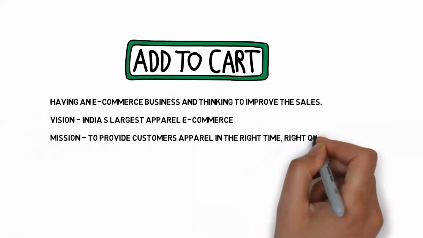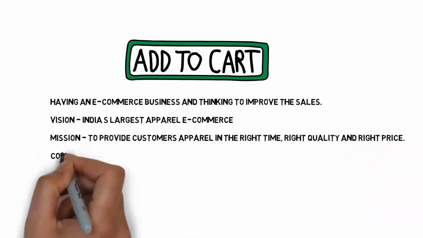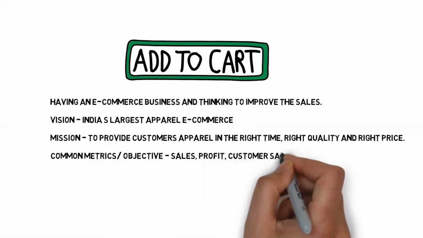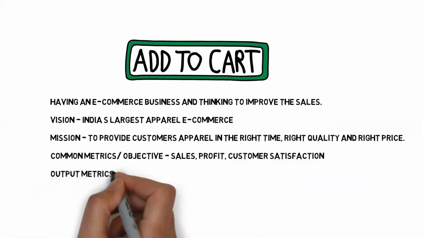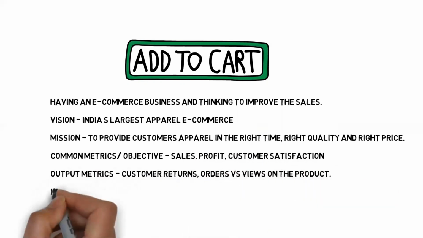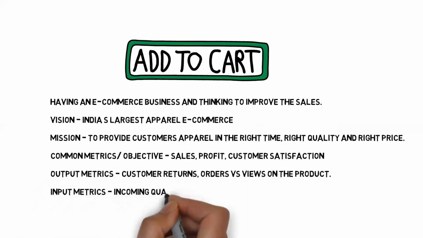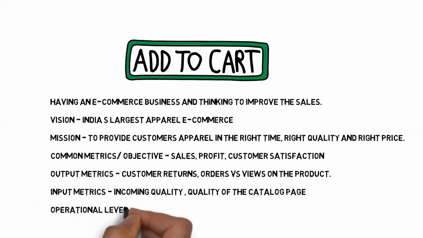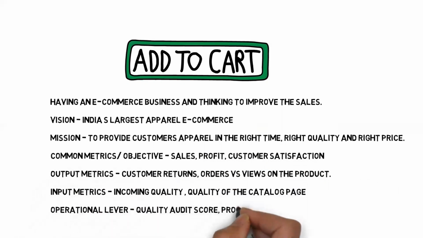For achieving this, I would have common metrics like sales, profit, and customer satisfaction. In order to achieve these, I must have an output metric, which is nothing but the customer returns or maybe your number of orders versus your view count in your catalog, something like that. And now input metrics is nothing but my incoming quality and quality of the catalog page, and operational levers can be quality audit score or product productivity. So this tells you that improving any of the operational levers would directly improve input and output and common metrics and at last the mission and vision.